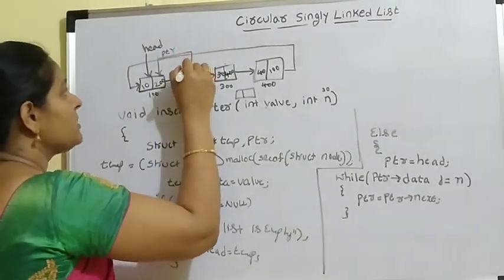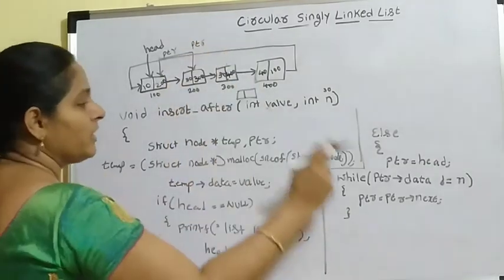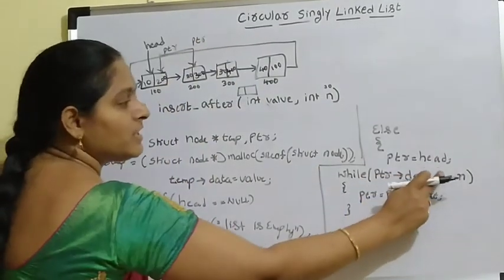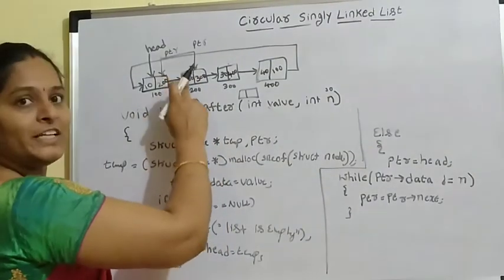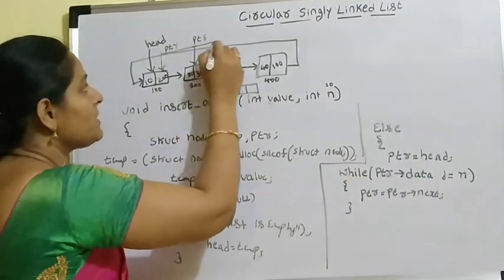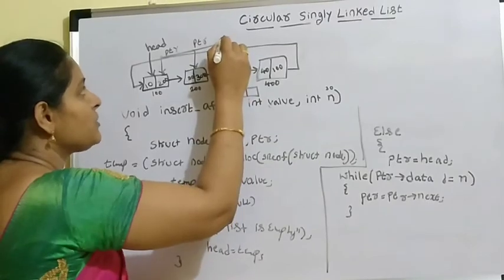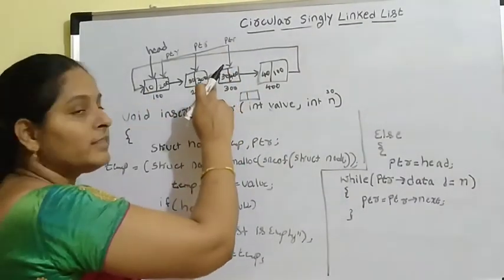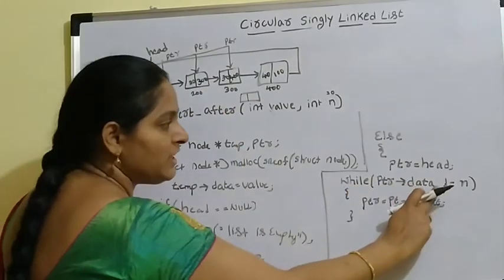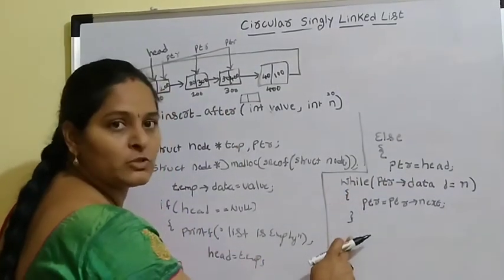Now PTR comes to this position. Now check whether PTR data is not equal to n or not. Here PTR data is 20, and 20 is not equal to 30. If that is not matched, move PTR to the next position. Now PTR data is 30. So this condition failed. If this condition failed, we will come out of this loop.